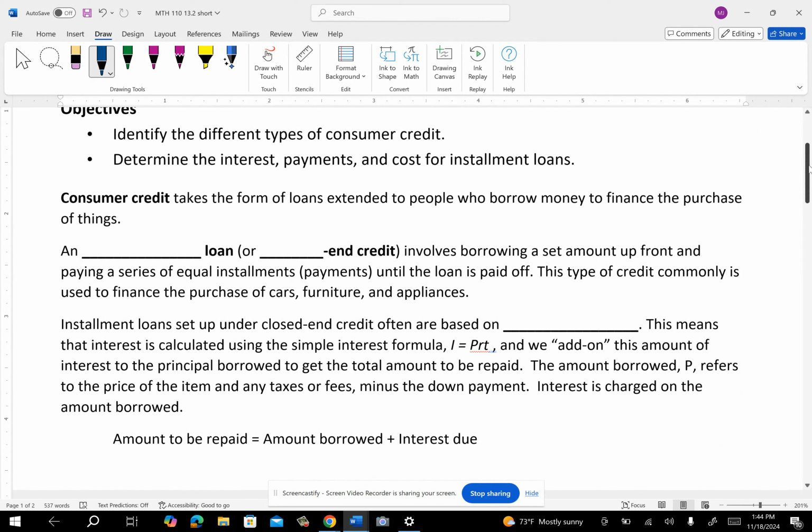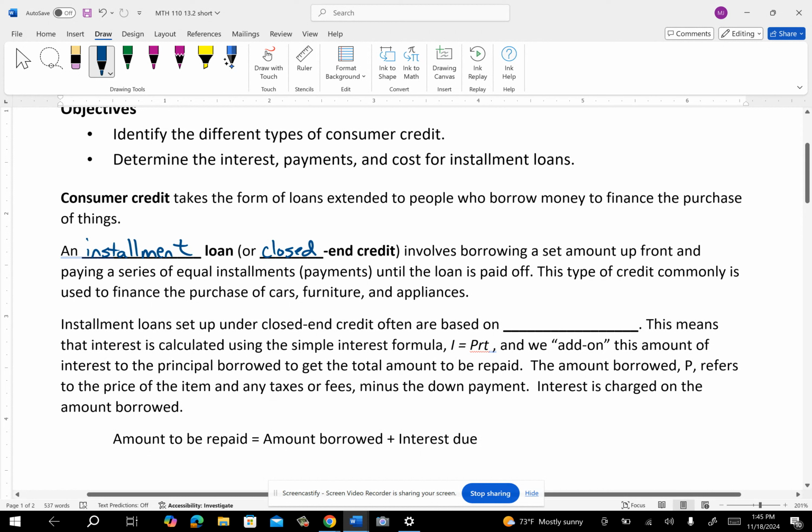What we're going to look at primarily, though, is a type of consumer credit called an installment loan. These are used when you're buying cars, furniture, appliances, big-ticket items that you typically don't want to put on a credit card. You sometimes can work out a loan with the place where you're buying the item, or you can go to a credit union or a bank to get a loan from them. An installment loan is sometimes called closed-end credit.